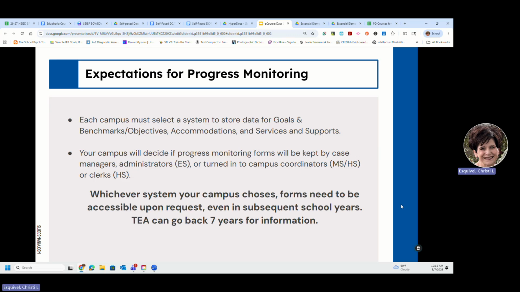Each campus must select a system to store data for goals and objectives, accommodations, and services and supports. Your campus will decide if progress monitoring forms will be kept by case managers, administrators at elementary, or turned into your campus coordinators at middle and high school, or clerks at high school. Whichever system your campus chooses, forms need to be accessible upon request, even in subsequent school years. TEA can go back 7 years for this information. That's why we say, in God we trust, all others bring data.